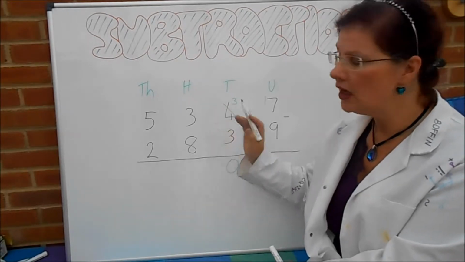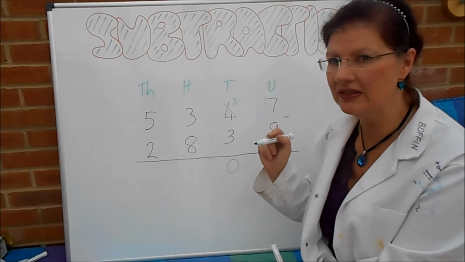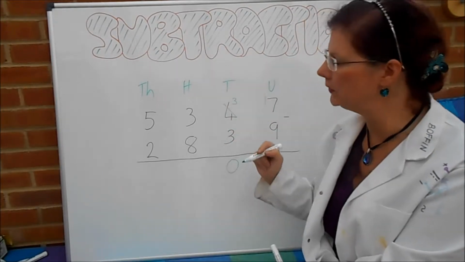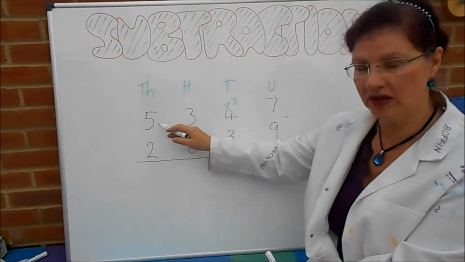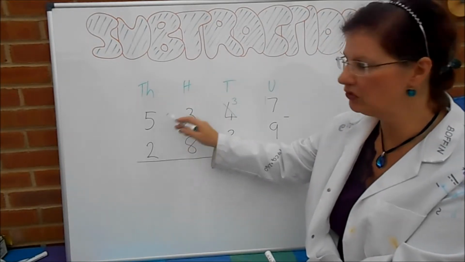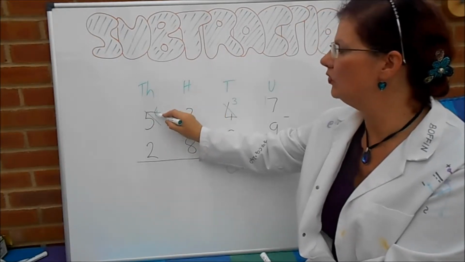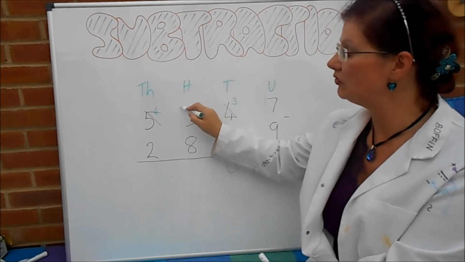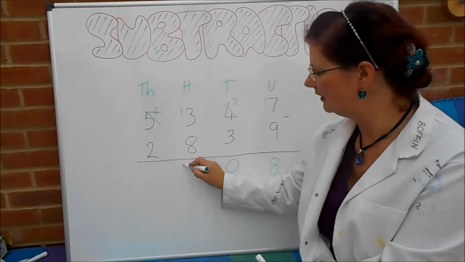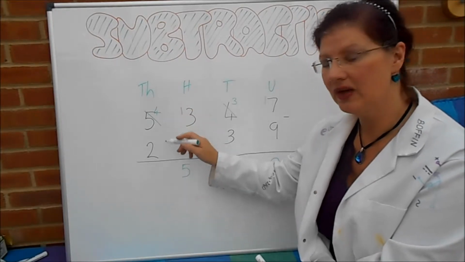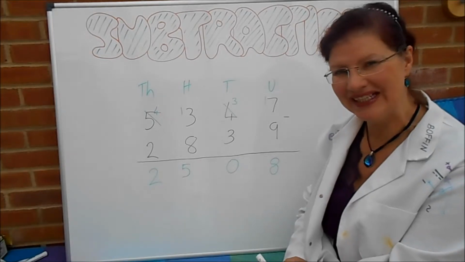3 take away 8. Please note, by the way, it's 3 take away 8, not 8 take away 3, even though that's easier. It's always the top number take away the bottom. 3 take away 8, we can't do that, we don't have enough. So we go to the trucks. We unpack some of the boxes from the truck. So instead of having 5 trucks of 1,000, we only have 4 thousands, but we have an extra 10 here. So now we have 13 take away 8, that leaves 5. 4 take away 2, 2. You should have had 2,508.